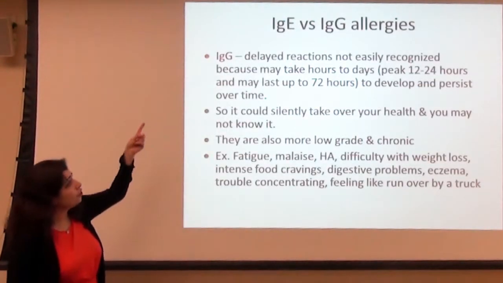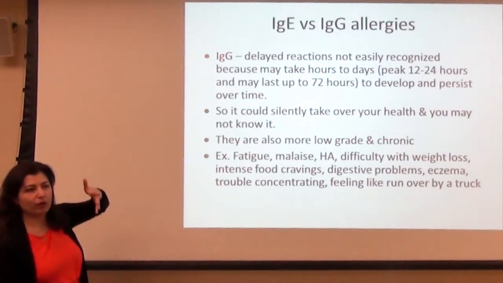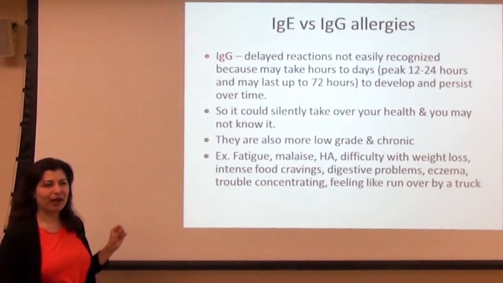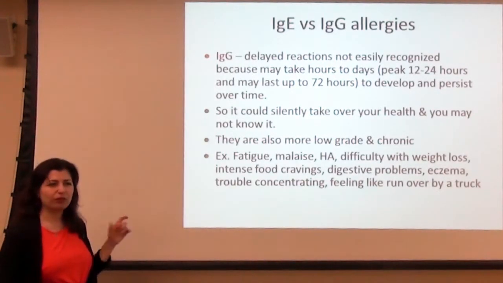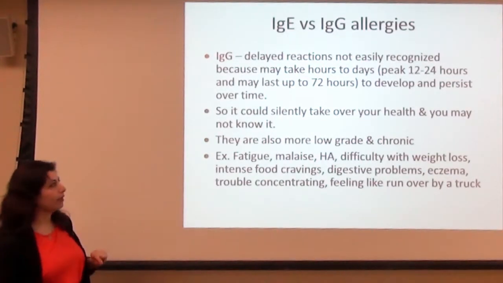Whereas with the IgG, it's more delayed, usually peaks around 12 to 24 hours. So within a day, you should have an idea that, okay, maybe in the last 24 hours, there's something that I ate, that's why I don't feel as good today. So you could do a little bit more detective work, but it could go up to 72 hours.